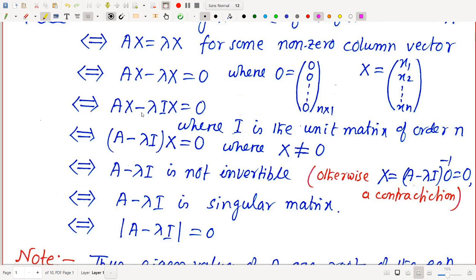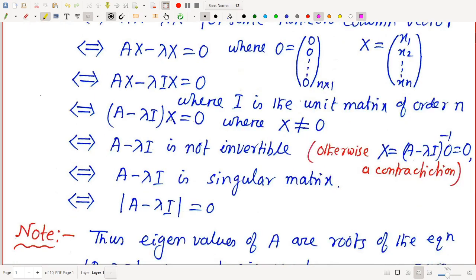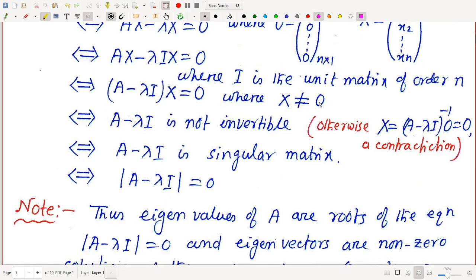This holds if and only if Ax minus lambda Ix equal to O. Capital X can be written as Ix. What is I? I is the unit matrix of order n. If we pre-multiply X by I, it will remain as X. Now, matrix multiplication is distributive, so we take capital X common from the right. So it is A minus lambda I times X equal to O, where capital X is not equal to the 0 vector. And this holds if and only if A minus lambda I is not invertible.